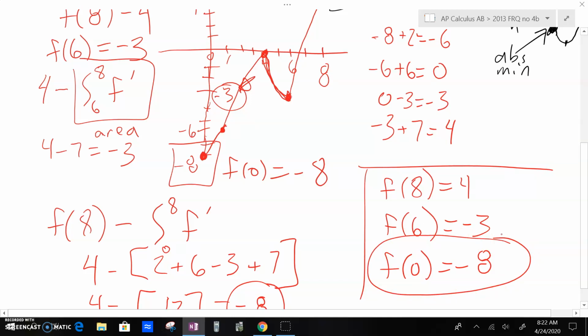If you really wanted to go overboard on it or make sure they know you know what you're doing, you can go through this integral of a derivative, and that is showing them you understand the fundamental theorem of calculus.